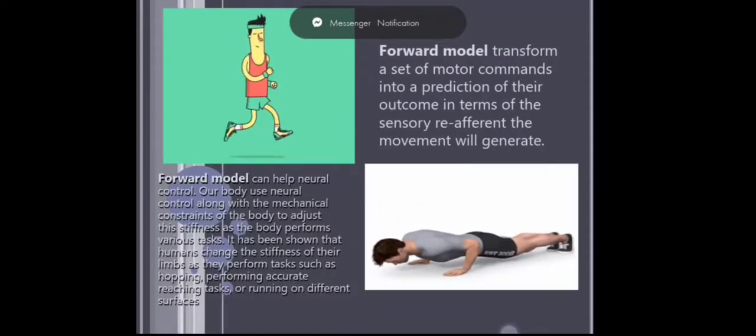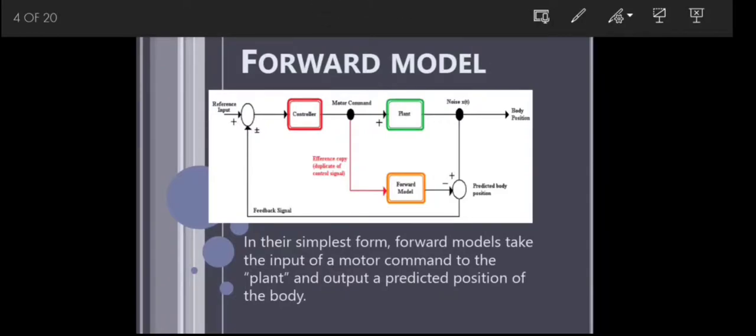So continue. This is a diagram of forward modal. In their simplest form, the forward modal takes the input of a motor command to the plant and output a predictive position of the body. Okay. So para mas masabtan na to ang diagram, the reference input is the desired body position. The plant is the body part being controlled, and the internal modal is considered part of the controller. Right?